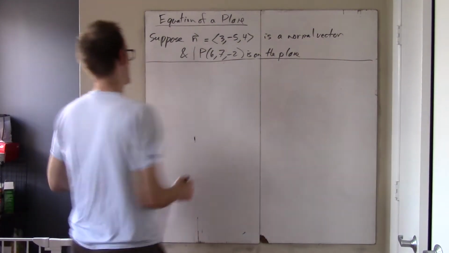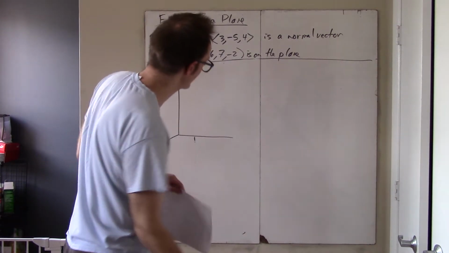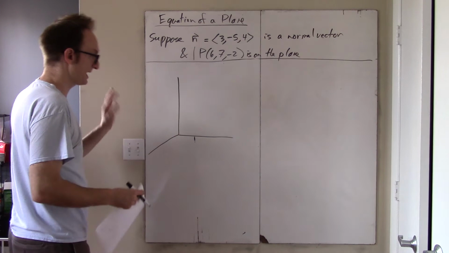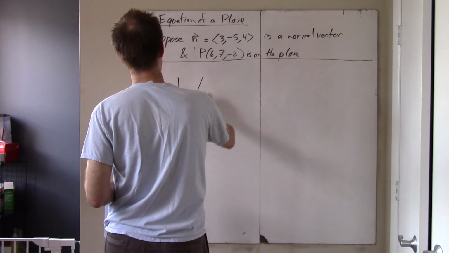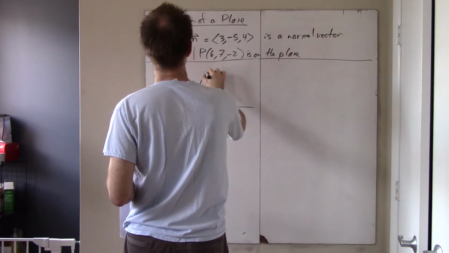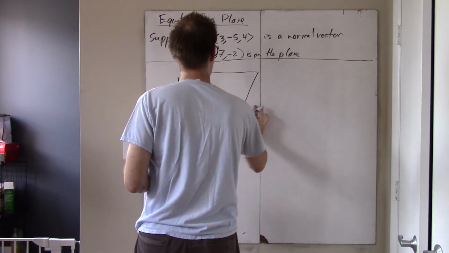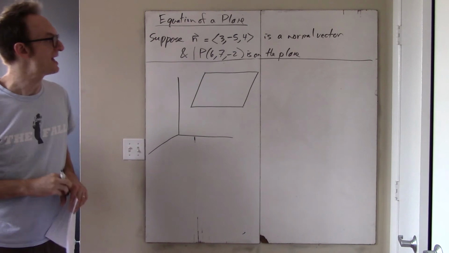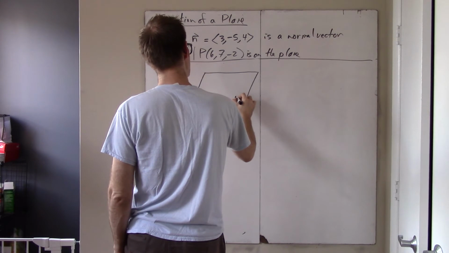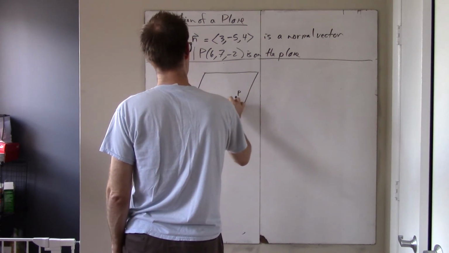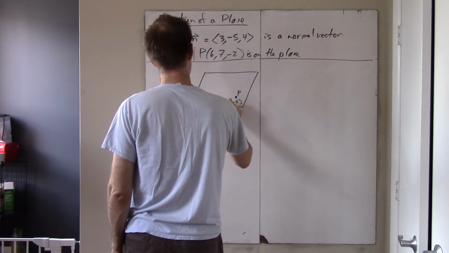Alright, let's do it. I will draw my three-dimensional coordinate system just for context, just to remind myself that I'm doing everything in 3D. But I'm going to do this generically, so I'm not going to attempt to draw this plane where it's supposed to be. Here's my generic plane just floating out there, and there are two things I know about this plane. I know that there's this point P, which has coordinates (6, 7, -2), and I know that there's this normal vector.